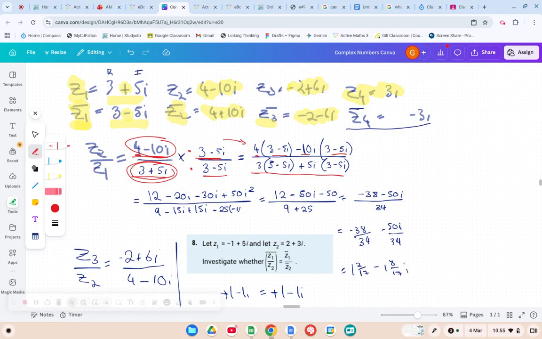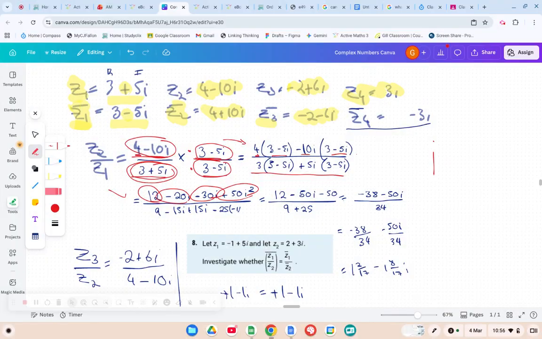You multiply above and below by the conjugate of the number that was on the bottom, or the denominator as it's called. When you multiply the numbers on top, this is the answer you should get. 4 by 3 is 12. 4 by minus 5i is minus 20i. Minus 10 by 3i is minus 30i. And minus 10 by minus 5i is plus 50i squared, which is 50.